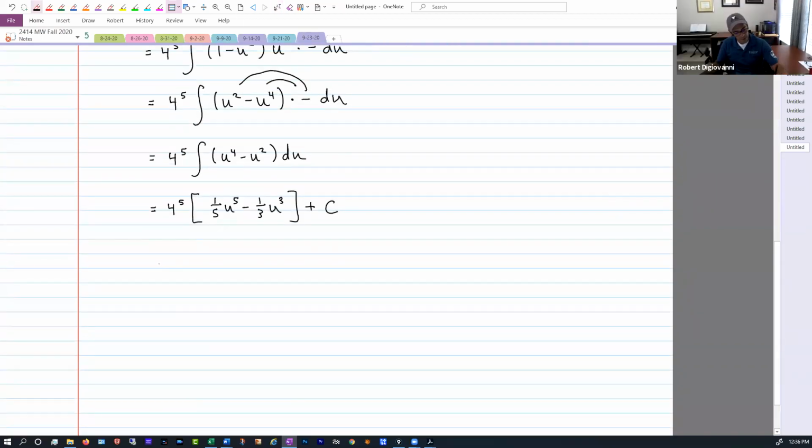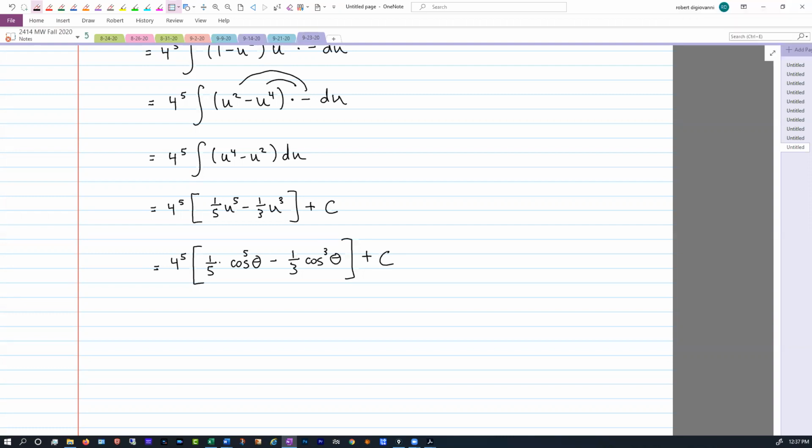Okay, so this has got to become 4 to the 5th. I'm going to leave it in here for now. This is 1/5 times cosine to the 5th theta minus 1/3 cosine to the 3rd theta plus c. Okay, now are we done? Why aren't we done?